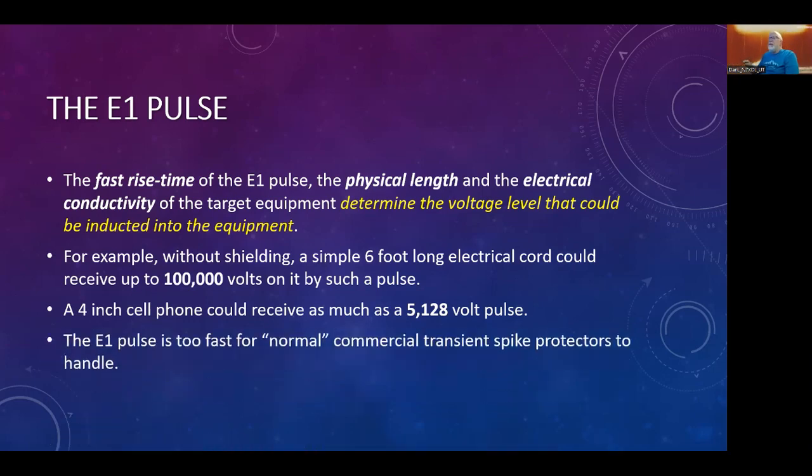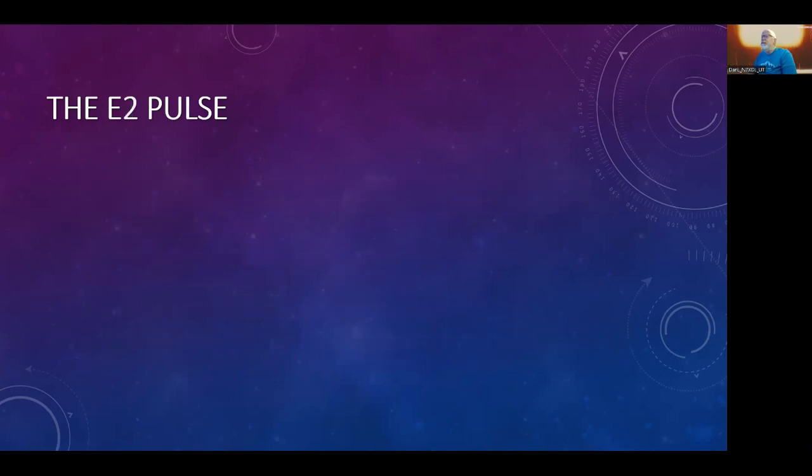This E1 pulse is way too fast for normal commercial transient spike protectors to handle, because, as I said before, it needs to handle a 5 nanosecond response time. And I will say that there are things now arriving on the market that are supposed to handle your whole house. I have some questions about that, but that's another presentation later on.